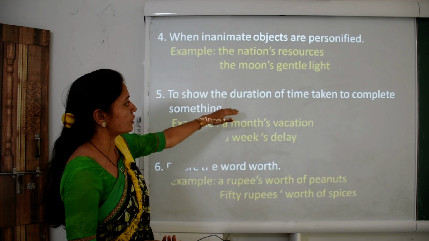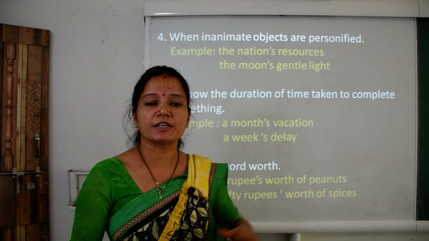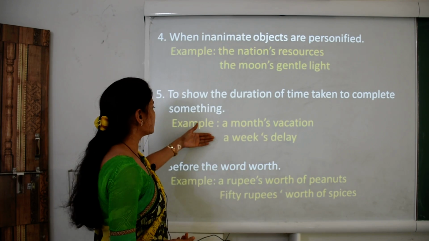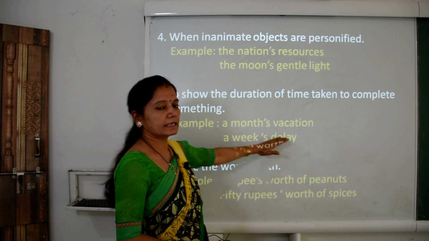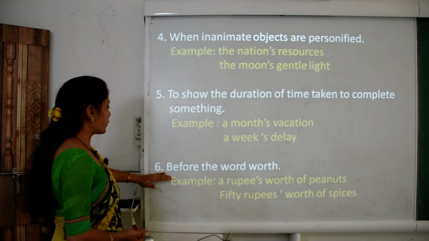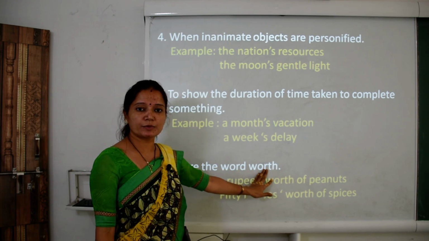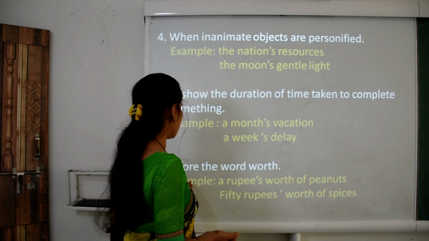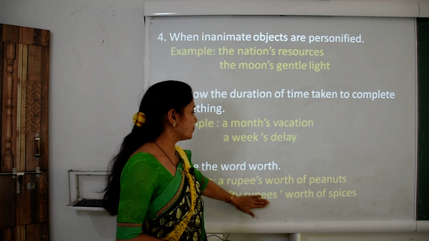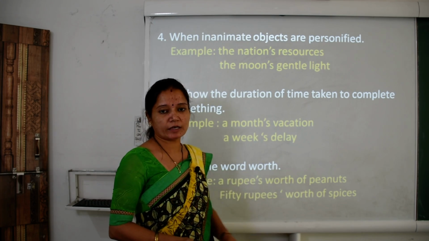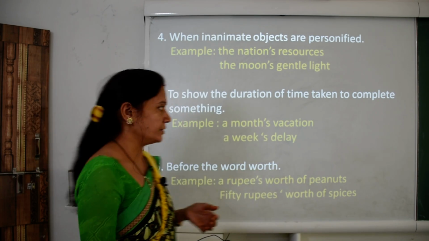Let's see the next point. To show the duration of time taken to complete something. So if you want to show the duration of time, we can use possessive nouns. Let's look at some example. A month's vacation. Okay, a week's delay. Let's see the next point, and that is the last and 6th number point. Before the word worth. Worth means, students, worth means value. So let's see the example. A rupee's worth of peanuts. 50 rupees' worth of spices. Okay, so these are the 6 places where we can use possessive nouns.